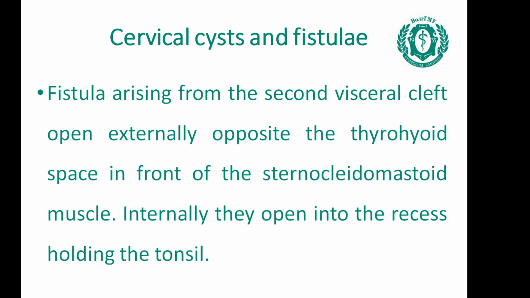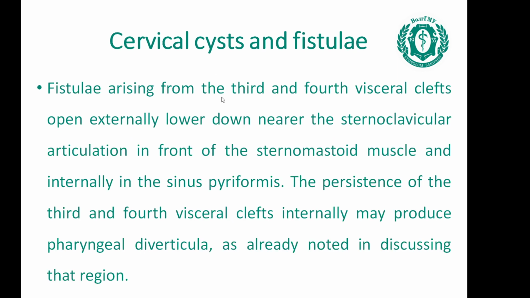Fistulas arising from the second visceral cleft open externally opposite the thyroid space, in front of the sternocleidomastoid muscle. Internally they open into the recess holding the tonsil. Fistulas arising from the third and fourth visceral clefts open externally lower down, nearer the sternoclavicular articulation, in front of the sternocleidomastoid muscle, and internally in the sinus piriformis.